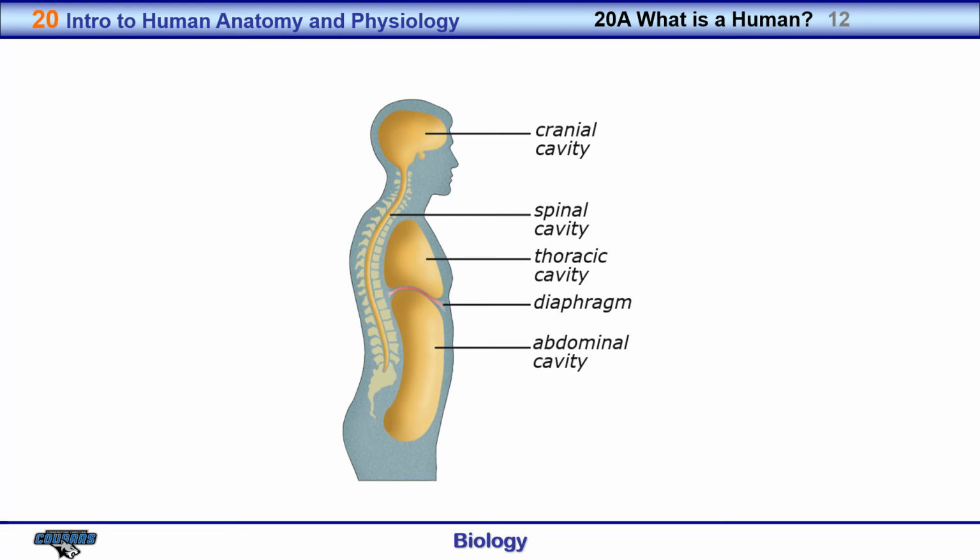Now looking at more of the inside of our body, where our brain is located is our cranial cavity. And then there's a little skinny cavity that goes down the inside of your vertebrae called the spinal cavity. Where your lungs and your heart are located is the thoracic cavity. And it's divided from the abdominal cavity, where your stomach and intestines and other organs like that are located. There's a muscle in between that divides it called the diaphragm. And that takes us to the end of the first section.